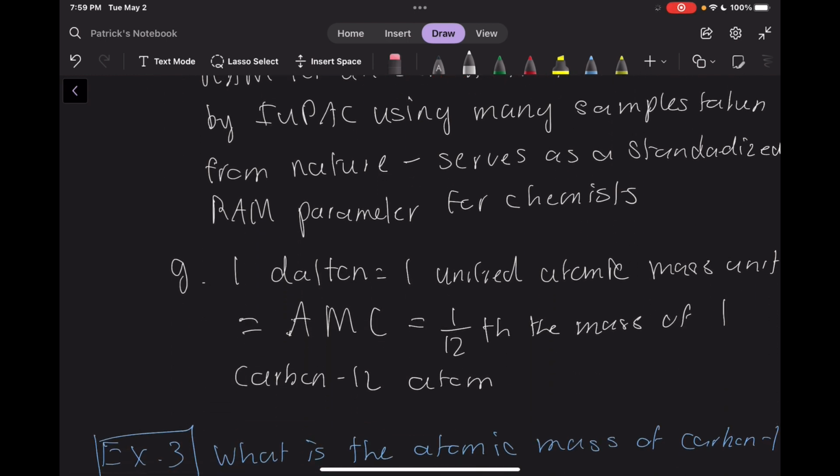One final point. 1 Dalton is equal to 1 unified atomic mass unit, which is equal to the atomic mass constant, which is in turn equal to 1/12 the mass of a single carbon-12 atom.